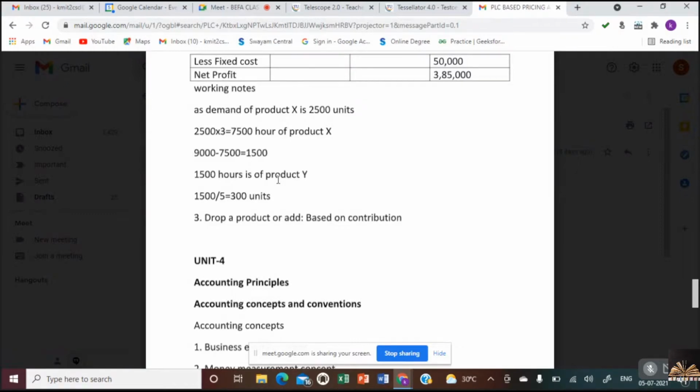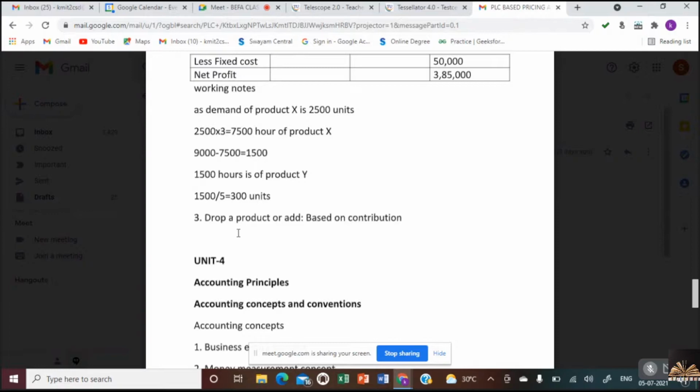Like this, it may be labor. Like this, it may be raw material also. So you have to calculate how many units of raw material are used in each product and manufacture accordingly. And did you understand why we are taking only 2,500 out of more contribution? Because the demand is only 2,500. We can't sell beyond that. And 2,500 into 3. Why? Because each product takes 3 units.